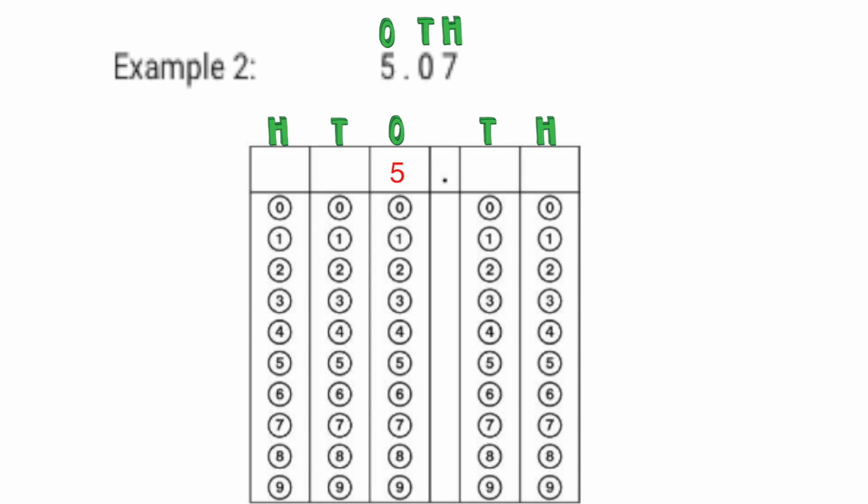The 5 goes in the units, and I'll bubble in the 5. The 0 goes in the tens, and I'll bubble in the 0. And the 7 goes in the hundreds, so I'll bubble the 7 there.